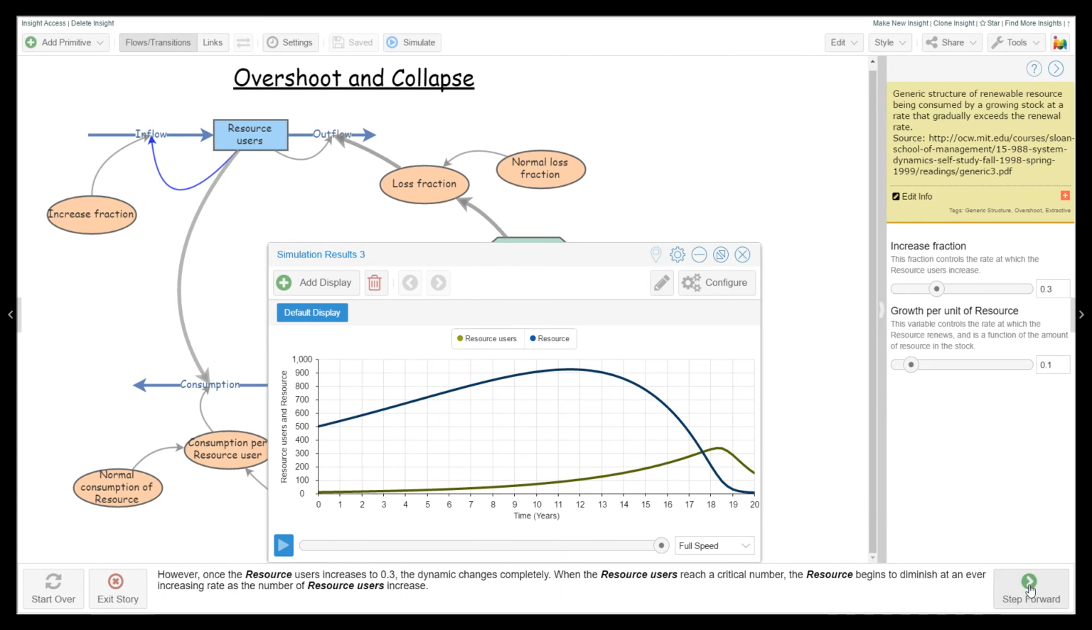Though once the growth of the resource users reaches a particular point, you notice that the resource grows and then it diminishes and it simply collapses because the resource users have grown to such an extent that they're actually consuming the resource faster than it can renew itself. And notice what's happening is that because the resource users are dependent upon that resource, once they exceed the carrying capacity and essentially destroy the resource, the community itself begins to decline.